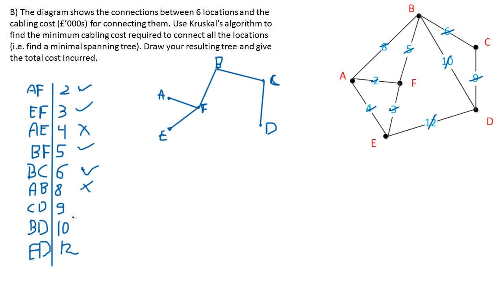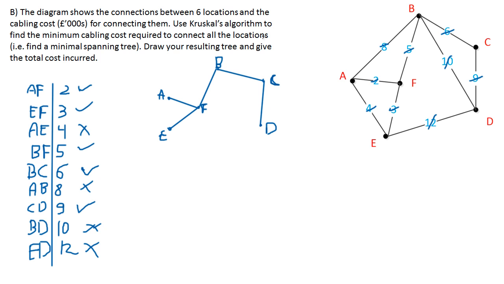And now we have B to D. No, because B already has connections. We don't accept it, and then E to D we don't accept it. So we have our minimal spanning tree that has 5 lines, and the lines are usually the number of points you get minus 1. So we have 6 points minus 1, we get 5. And this is our minimal spanning tree.